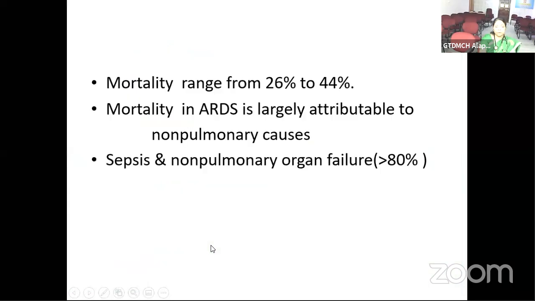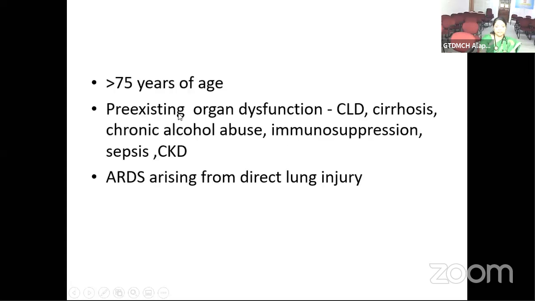So what is the prognosis? Mortality ranges from 26% to 44%. So high mortality. Mortality in ARDS is largely attributable to non-pulmonary causes like sepsis and non-pulmonary organ failure. So more than 80% of the mortality is due to non-pulmonary causes.